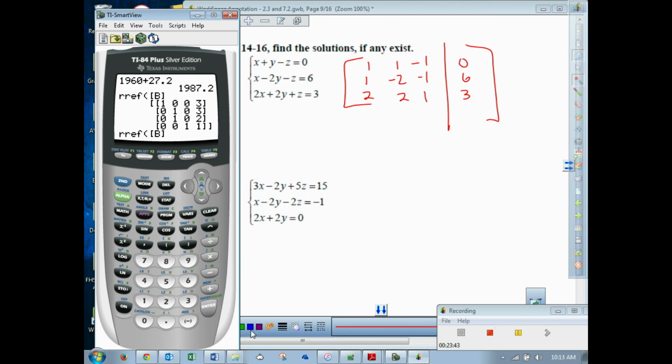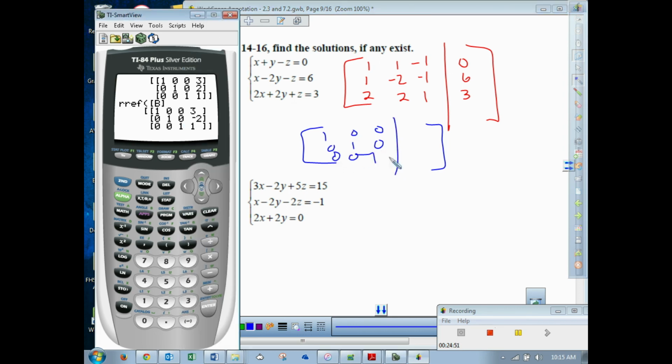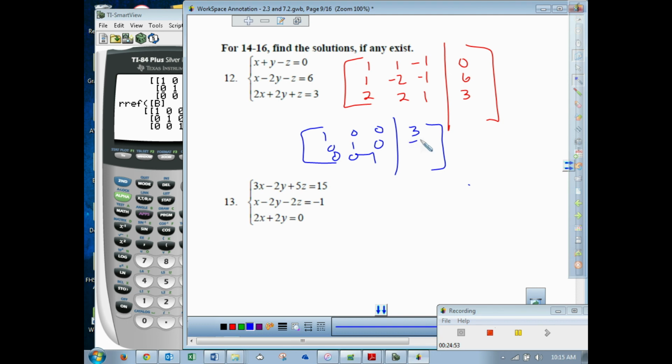So now you write that down as 1, 0, 0, 0, 1, 0, 0, 0, 1. And the numbers were 3, negative 2, 1. Is that right? Is that what y'all got? So your ordered triple is 3, negative 2, 1. Cool. Again, we had a solution. Nice. Let's do that again on 13.